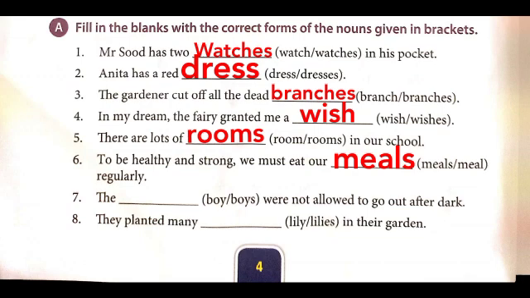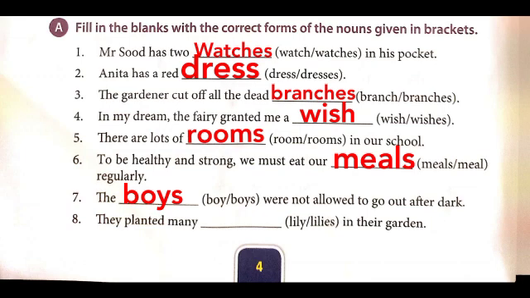Move to number 7. The dash were not allowed to go out after dark. Here you can identify the auxiliary verb were. You know the auxiliary verbs are singular or plural. The auxiliary verb were takes plural nouns. So we should choose the plural noun. The boys were not allowed to go out after dark. Here the answer is boys.